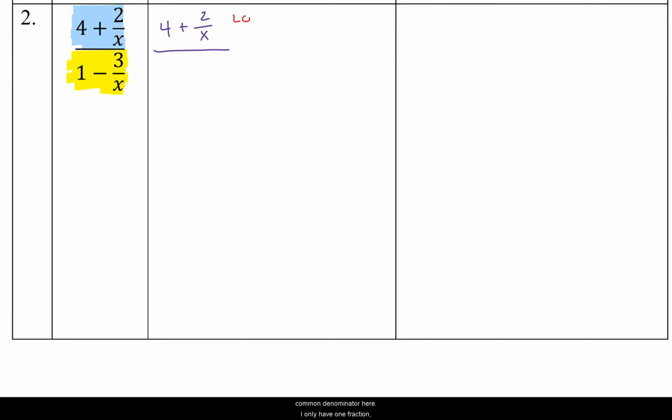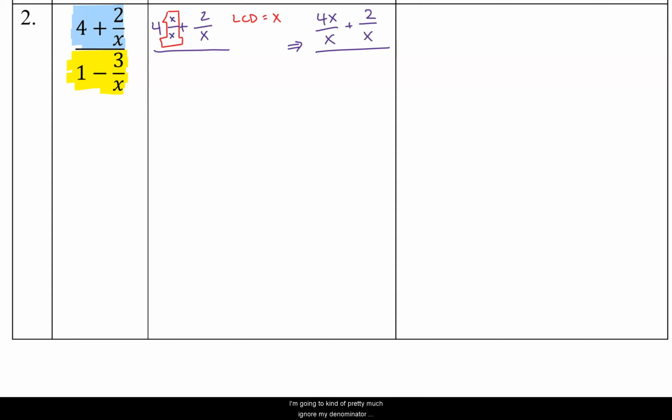I need to think of a least common denominator here. I only have one fraction, so my least common denominator is that denominator. I'm going to scoot my 4 over a little bit so I can make some room in here. I need to multiply 4 by a special form of 1, so I get a common denominator with 2 over x. I'm going to multiply by x. 4x over x plus 2 over x.